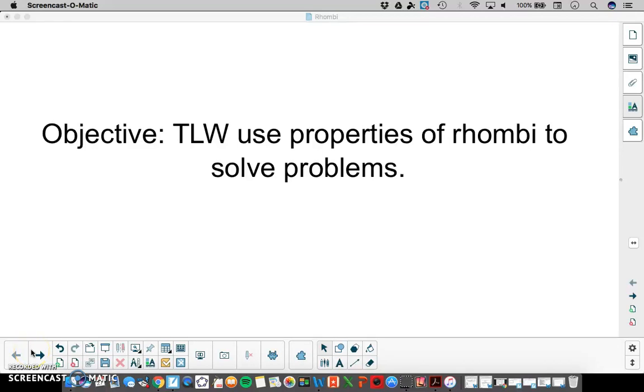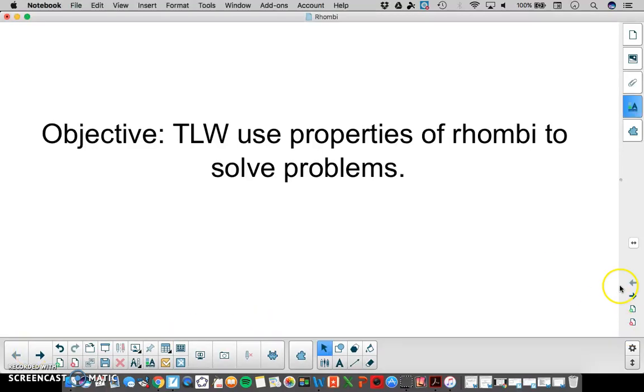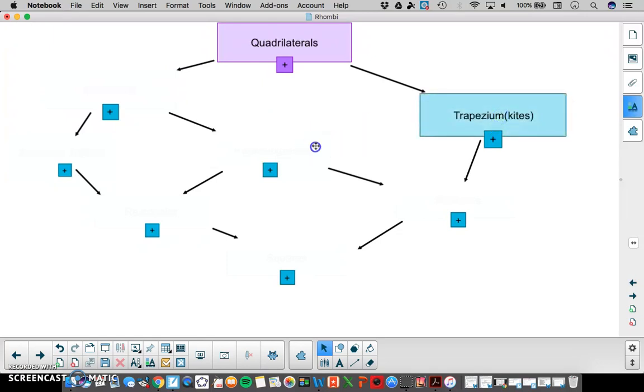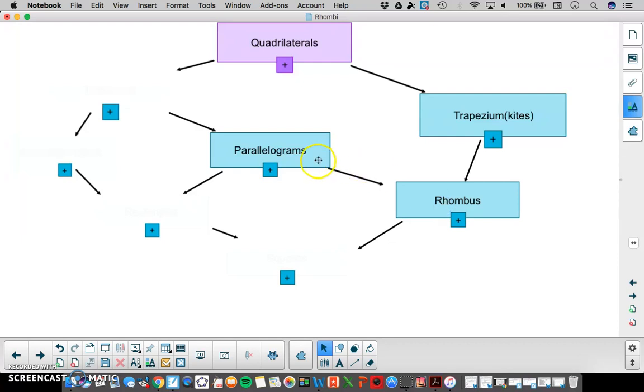In this video, the learner will use properties of rhombi to solve problems. So far, we've looked at quadrilaterals, and we've looked at kites and parallelograms, and now look at where rhombus sits. A rhombus is the combination of parallelograms and trapezium.